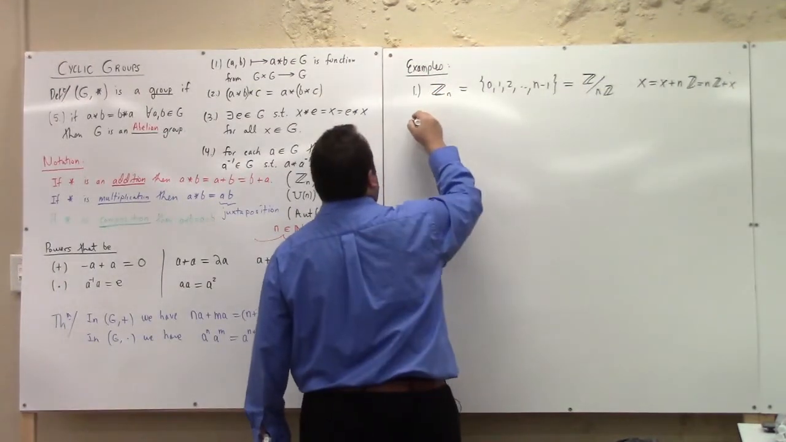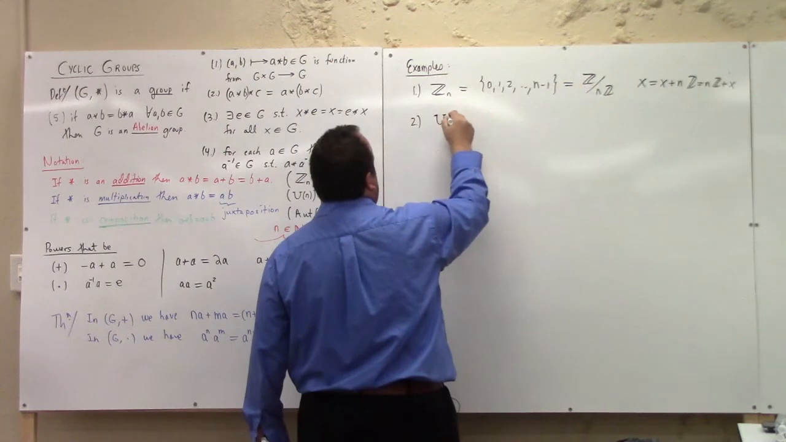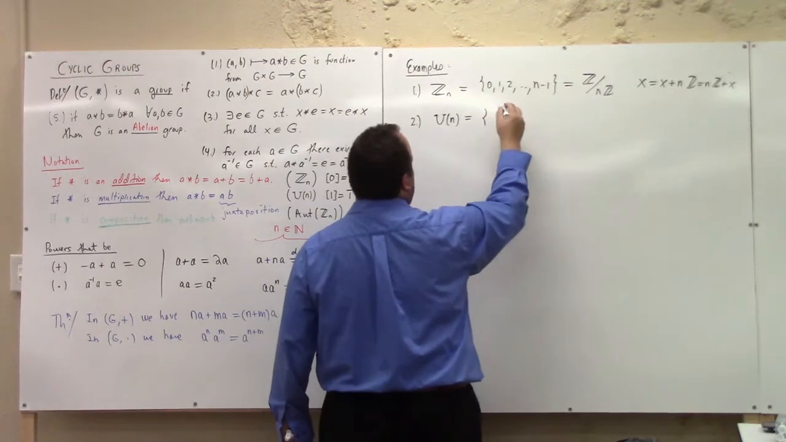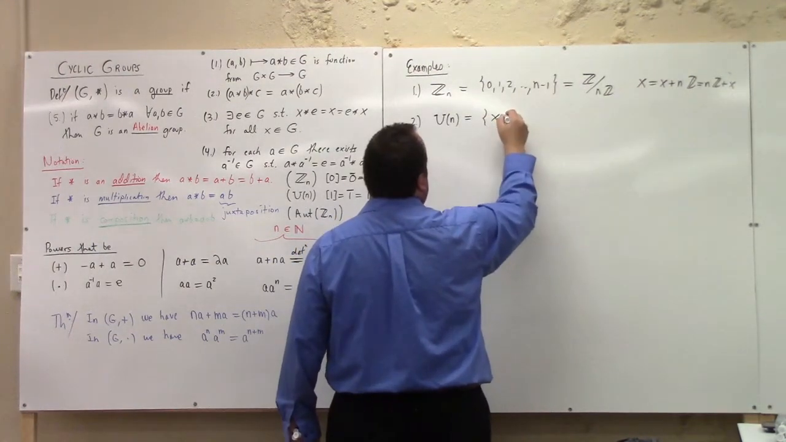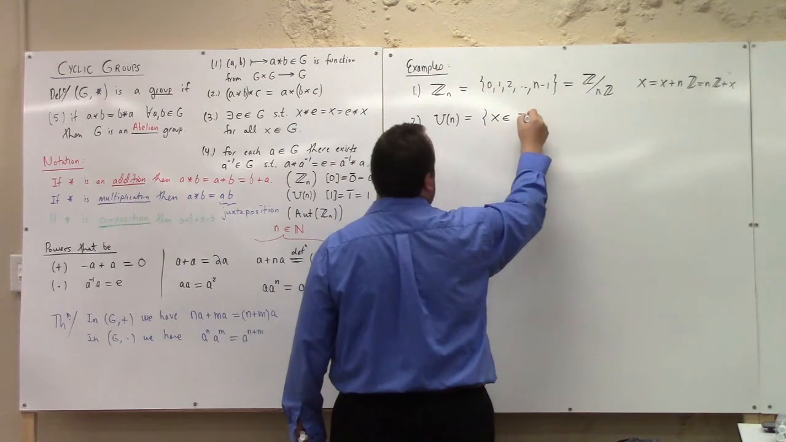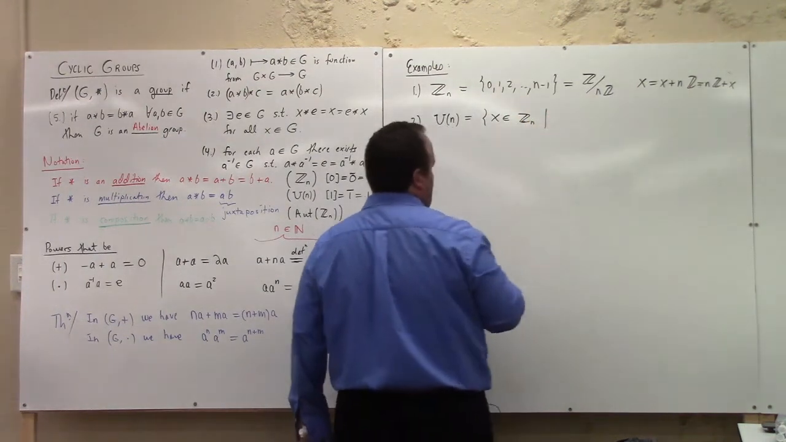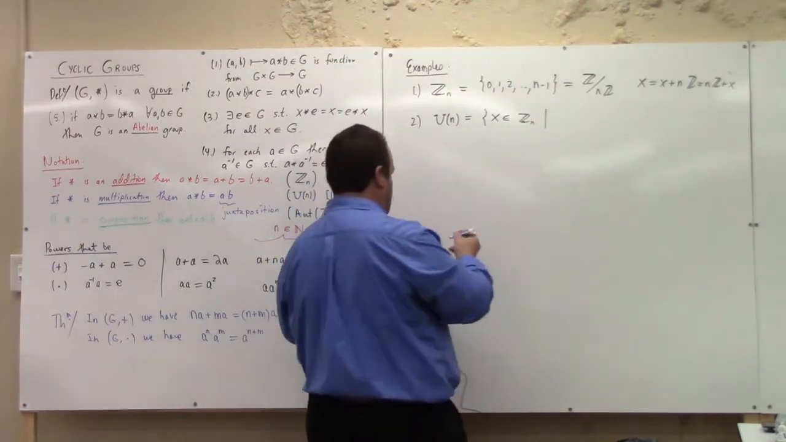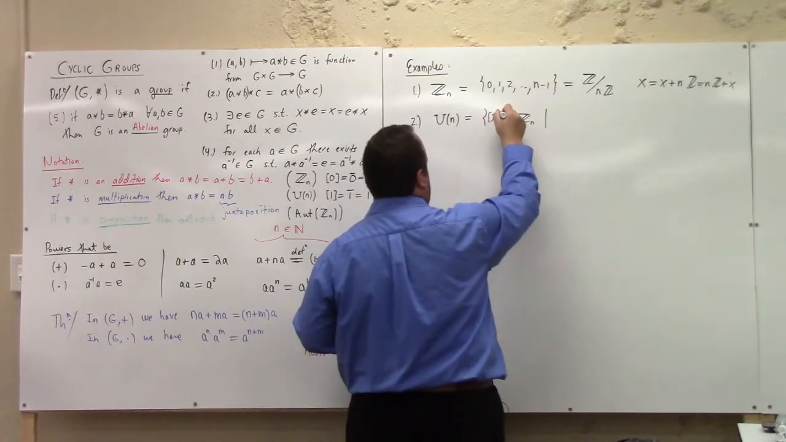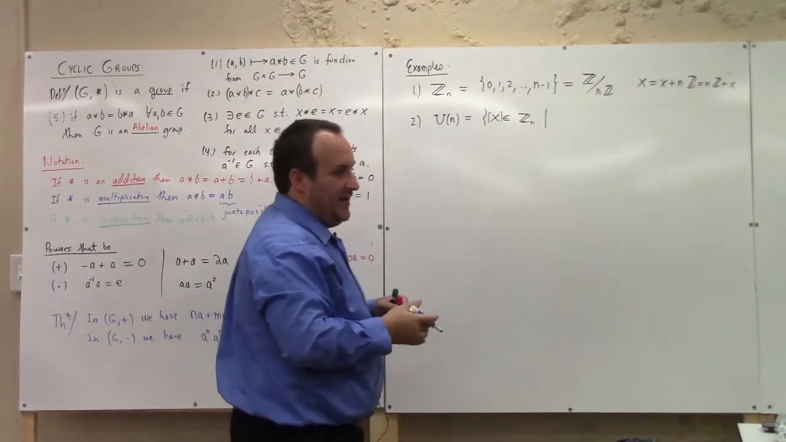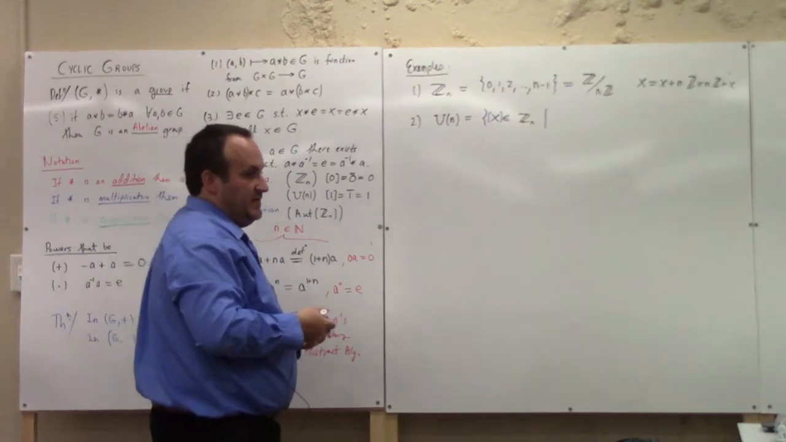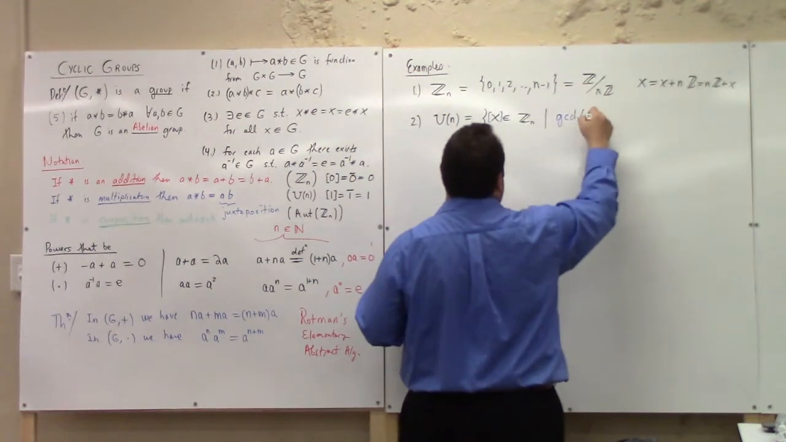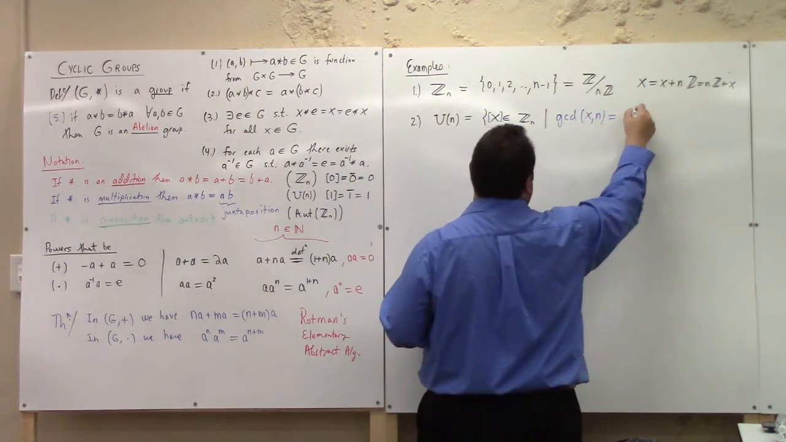That's example number 1. Example number 2, Un, is going to be equal to, here's how it goes, x in Zn. I have to clutter this up a little bit just to make life easier, so I'll use the bracket notation for just a second, because I need to not use the bracket notation when I write next. So it's the equivalence classes in Z mod n such that the greatest common divisor of x and n is equal to 1.